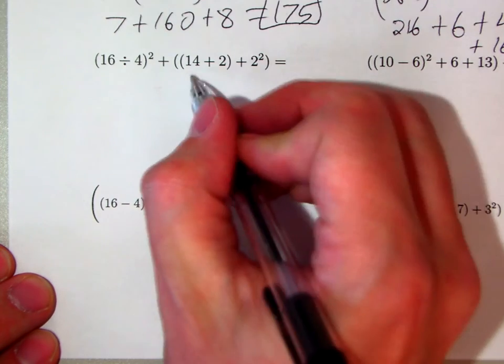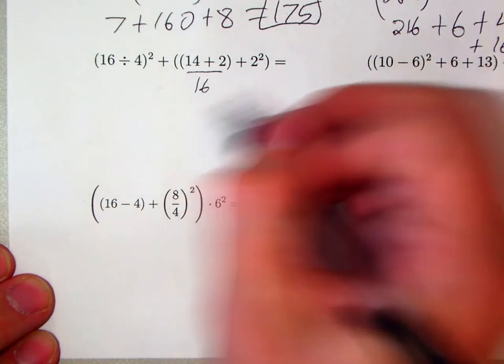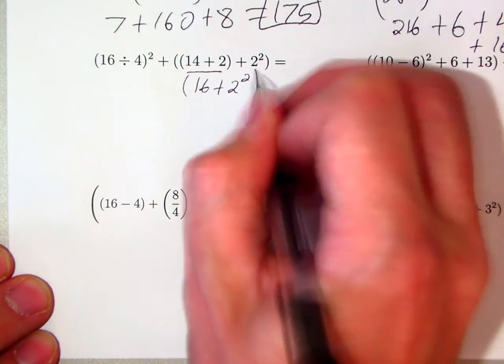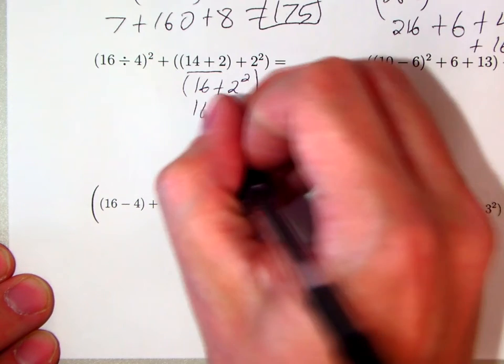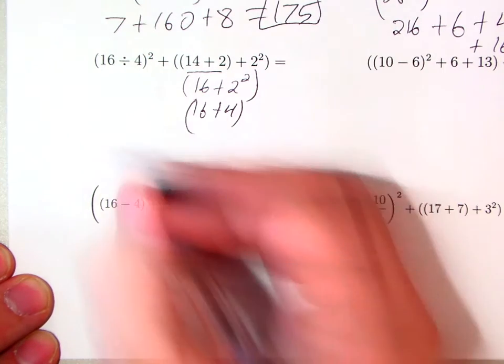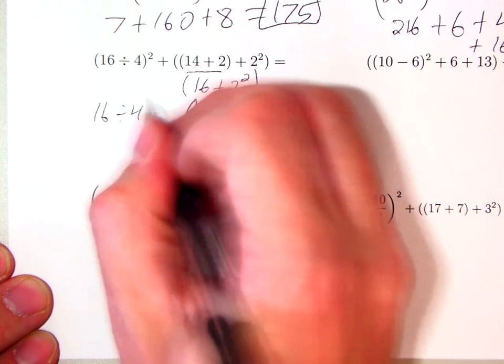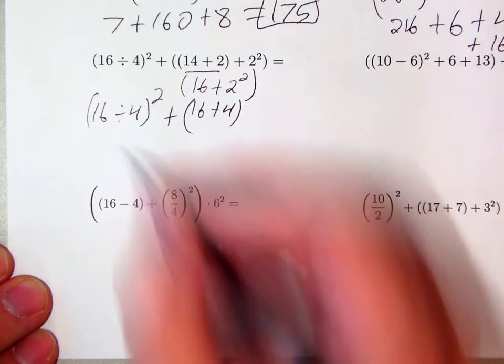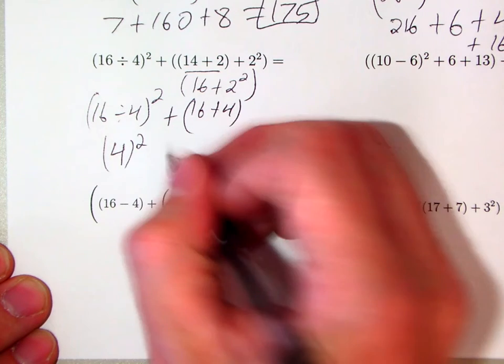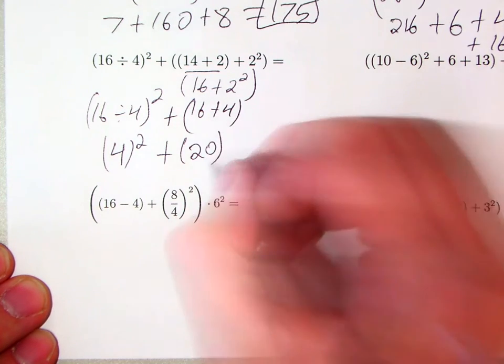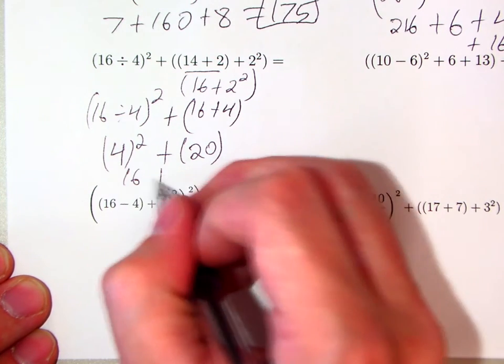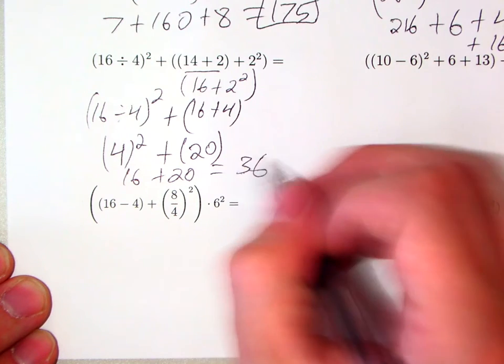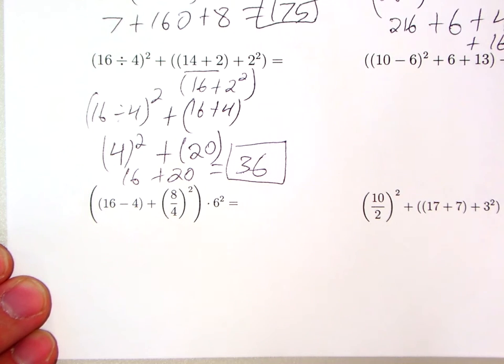Next problem. The innermost layer of parentheses first gives us 16. And if we add this to 2 squared, 2 squared is 4, so it becomes 16 plus 4. And here on the left, we have 16 divided by 4 squared. Since the exponent is outside of the parentheses, we do the division first. So this becomes 4 squared plus, we'll go ahead and do that, 20. 4 squared is 16. When we add 20 to this, we get 36.